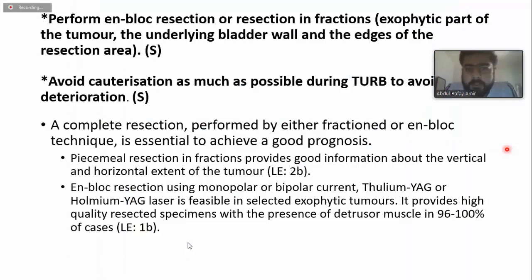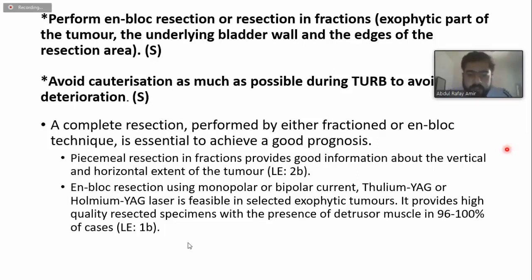Perform en bloc resection or resection in fractions. Resect the exophytic part of the tumor followed by the underlying bladder wall up to the edges of the tumor. Avoid cauterization as much as possible in order to avoid deterioration of the tissue. Complete resection can be performed by either fractionated or en bloc technique. It is essential to achieve a good prognosis.